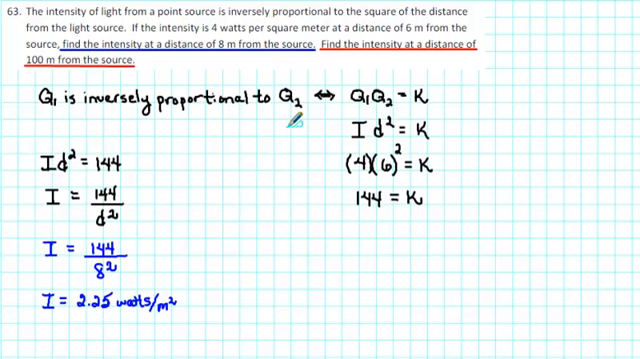Next, we want to find the intensity at a distance of 100 meters from the source. So we just substitute 100 for D in our intensity formula. We get 144 divided by the square of 100, and 144 divided by 10,000 is equal to 0.0144. So the intensity at a distance of 100 meters from the source is 0.0144 watts per square meter.